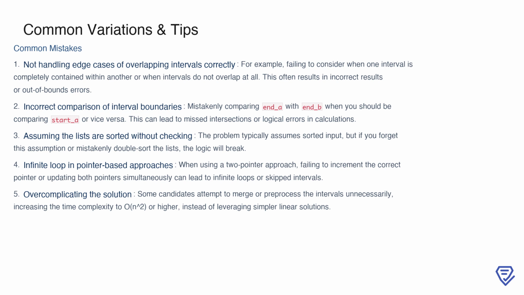Additionally, while the input lists are usually guaranteed to be sorted, it's important to verify this assumption. If you forget and either skip sorting or sort unnecessarily, your logic may break. Infinite loops are another risk, especially in pointer-based solutions. If you don't increment the correct pointer, or worse, update both pointers simultaneously, you could end up with infinite loops or skipped intervals. Finally, avoid overcomplicating your solution. Some candidates try to preprocess or merge intervals unnecessarily, which can increase the complexity to O(n squared), or worse, when simpler linear approaches would suffice.